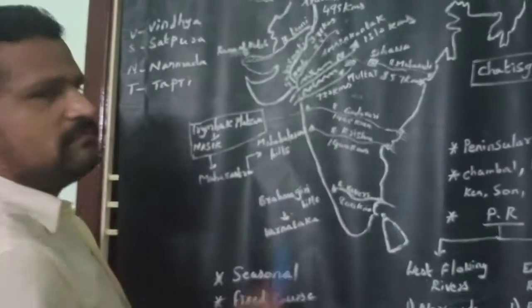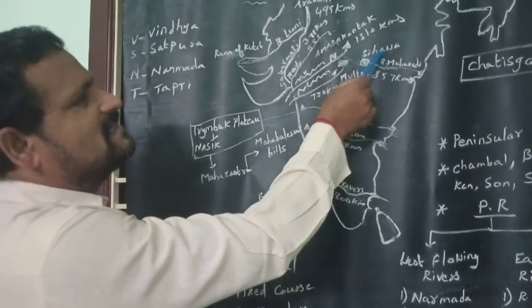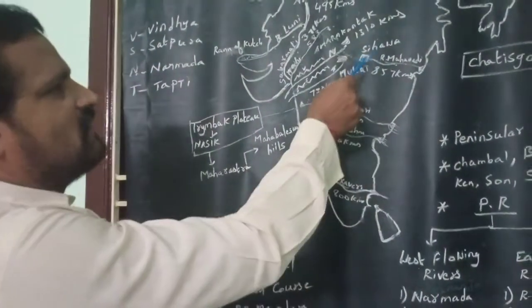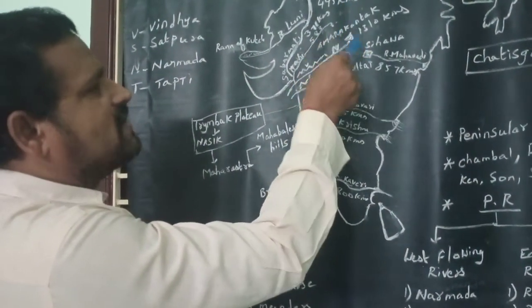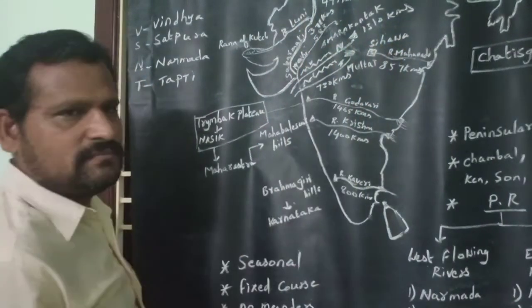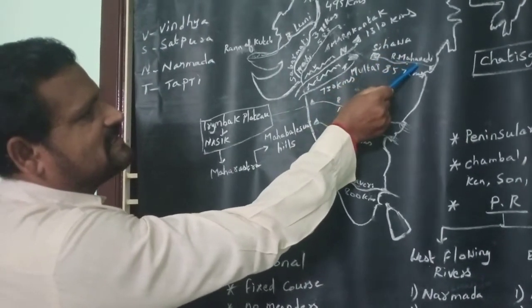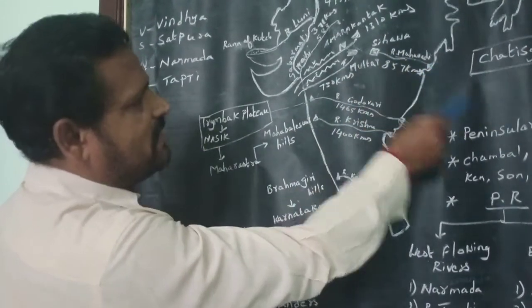River Mahanadi rises at Sihawa mountain in Chhattisgarh. This river Mahanadi flows through Chhattisgarh state, Odisha state and reaches the Bay of Bengal.